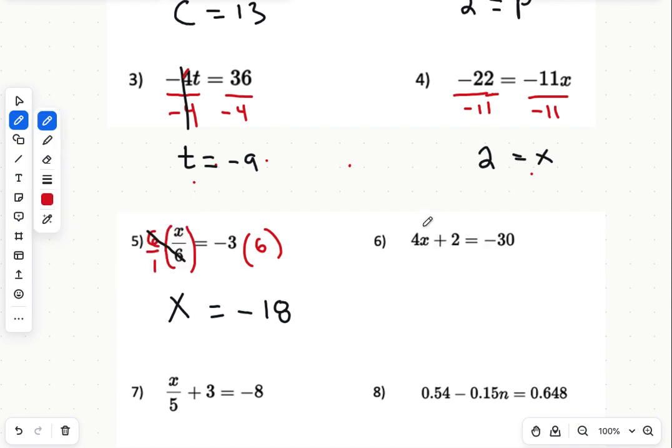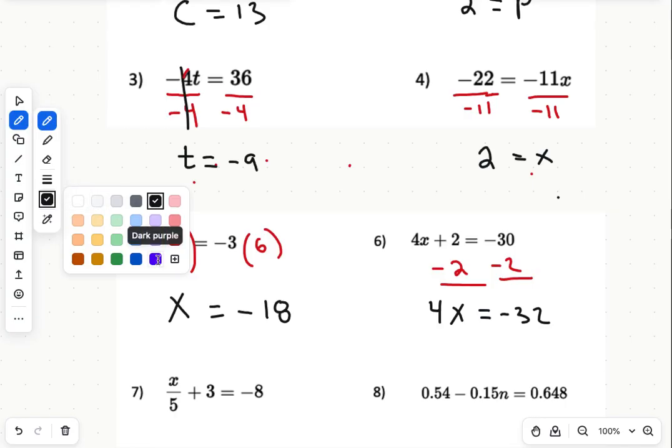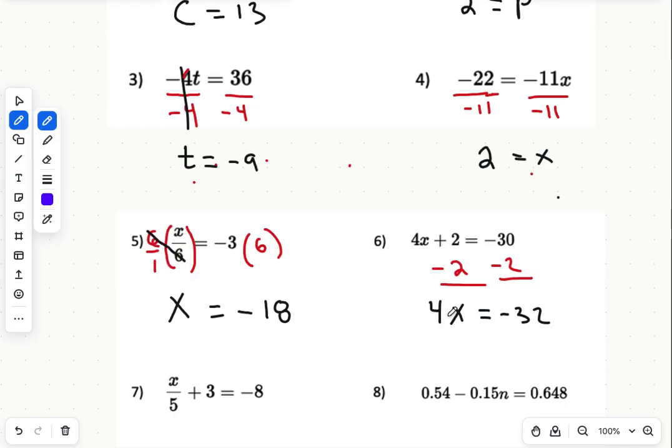Again, our goal is to get the x by itself, so you're looking here and seeing what I have to do to the things around it to isolate x. So we will do our add or subtract first. We'll subtract the 2 on both sides. And that leaves us 4x equals negative 32. And then, since the 4 is multiplying the x, we'll divide both sides by 4.